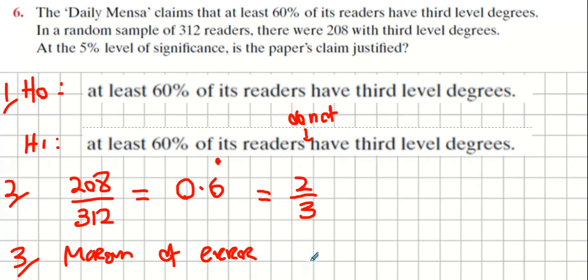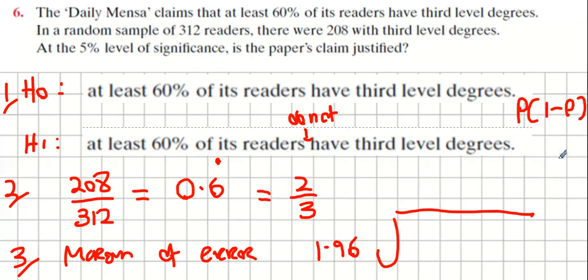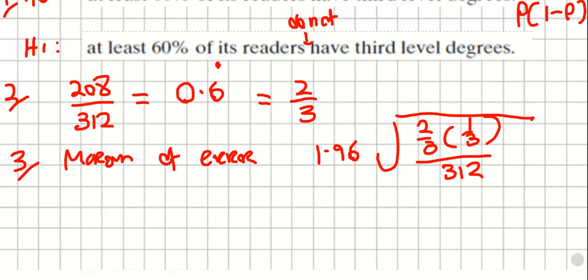Okay, so let's do this. It's 1.96 square root. Now, it's p times 1 minus p, isn't it? So that'll be 2/3. And then what's 1 take away 2/3? 1/3. And our n value? 312, yeah? Okay. You want to put all that into the calculator? Or some of you might already have it. Do you have it? What did you get? Is that okay with you guys? 0.523.